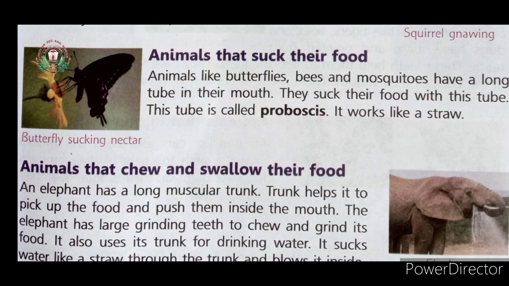Children, when you are drinking any cold drinks or juices, at that time you are using a straw to drink. Like that straw, these butterflies, bees and mosquitoes have a long tube in their mouth to suck their food. And this tube like a straw is known as proboscis.